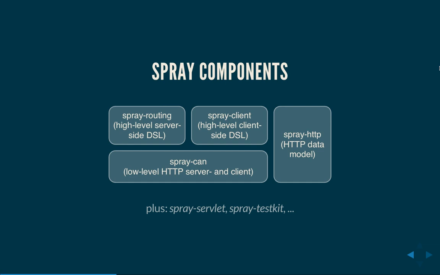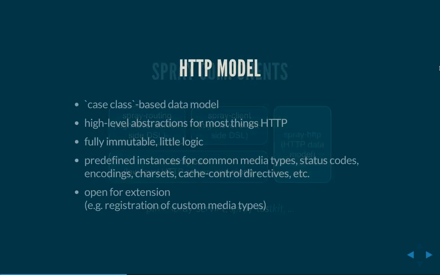And then you have active components, so to speak. There's a low-level layer called SprayCan, which implements the low-level HTTP server and client, and on top you have specific high-level DSLs, one for the server side and one for the client side. And then there are other components that I'm not going to get to in this talk, which is Spray Servlet and Spray Testkit, for example, and some smaller things. So as we go along here, we're going to first look at the HTTP data model, then at the low-level SprayCan layer, and finally we're going to look into the high-level server-side DSL. So let's get started with the HTTP data model.